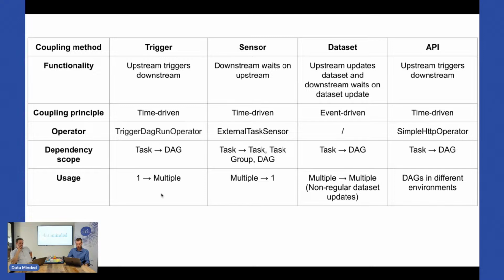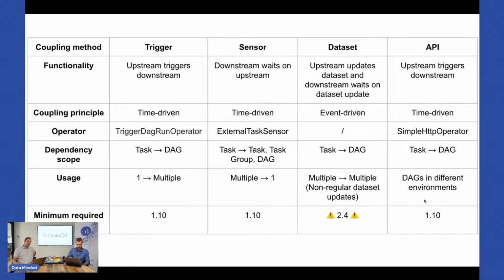So the trigger is one to multiple. You have one upstream task that can trigger multiple. Sensor is vice versa. Then with datasets, you can have multiple outlets, and you also have a downstream DAG that waits on multiple datasets to be modified. And that is in different environments.